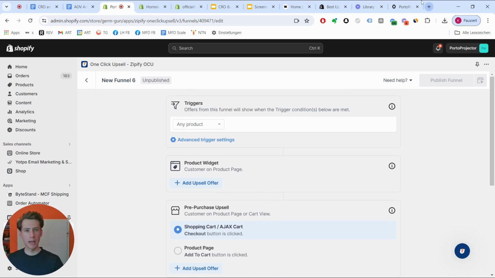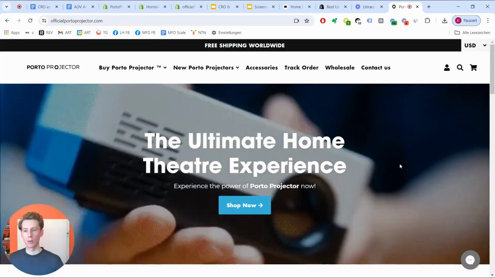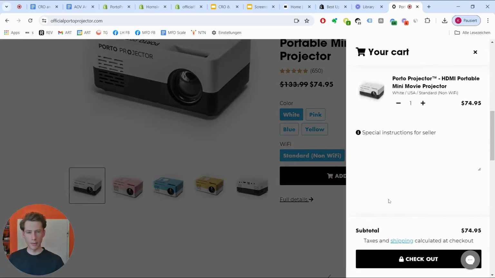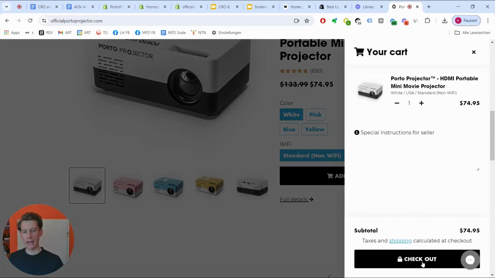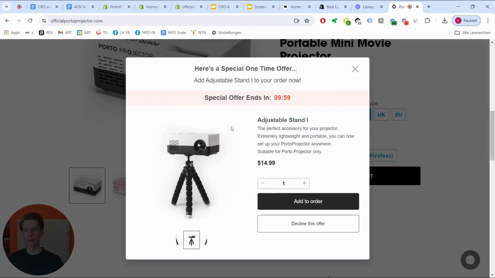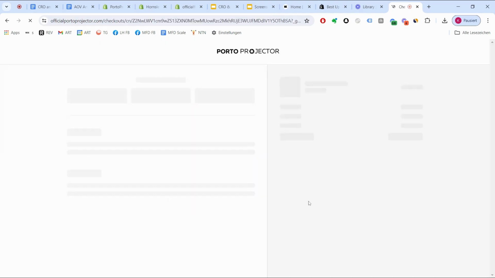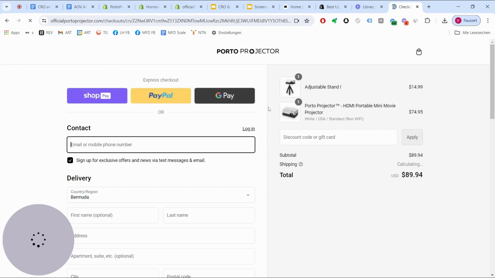How's that work? Let me actually show you an example. So with this store, if you press add to cart for this projector, just a random example, and you press checkout, what happens is there's a pop-up for an adjustable stand, which is in this case the cross-sell offer with a timer and so on and so forth. And if you press add to order, it will automatically add this and you will go to the checkout page.